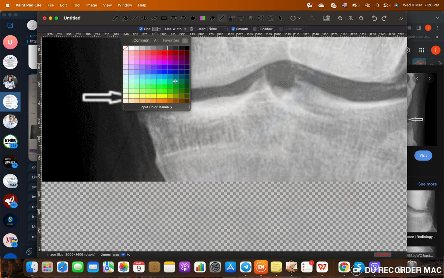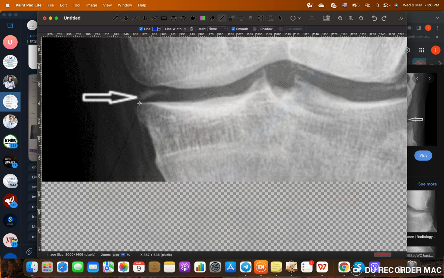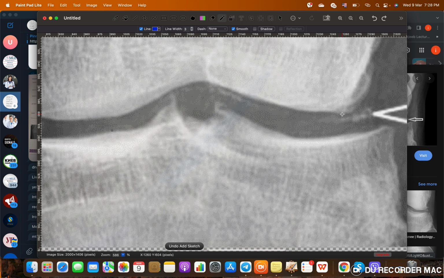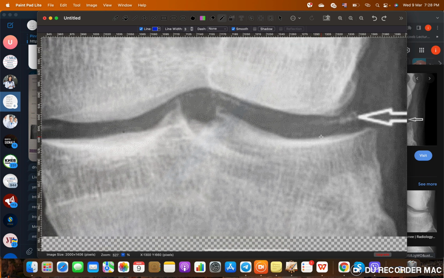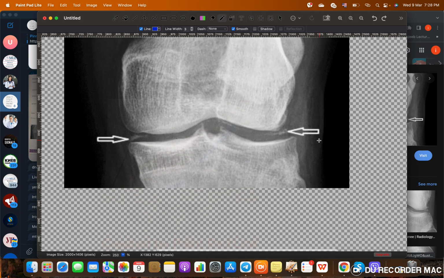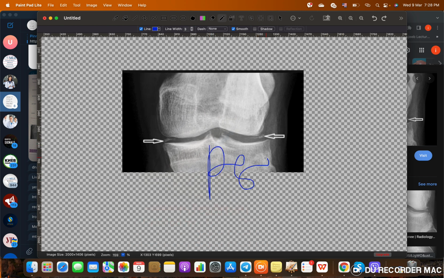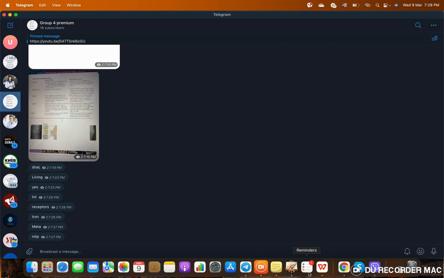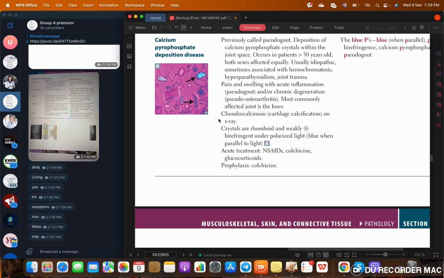The calcification is inside of the joint. The calcification is not coming out from the joint. Even here, you can see black, white, black, black, white, black. When you see this, this is confirmatory of a pseudogout. A pseudogout is a calcification directly in the cartilage. Yes, chondrocalcinosis directly in the cartilage.